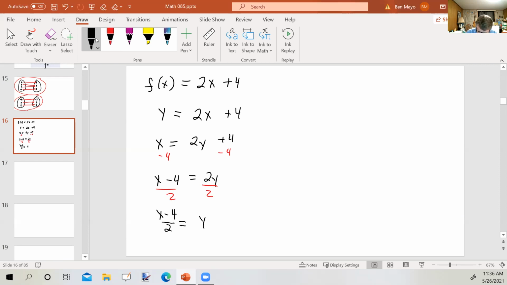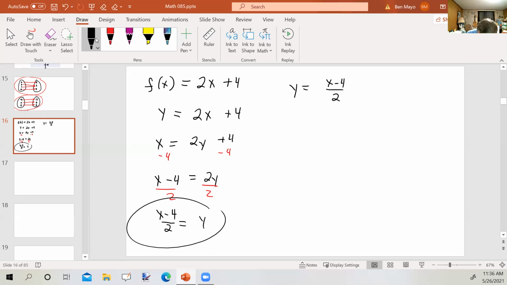I'm going to just rewrite this equation by interchanging the left and right sides of the equation: y equals x minus 4 all over 2. That's just for my own sanity, so to speak. I want to have my y on the left side of the equation. Nothing fancy there. And then step 4 is to rewrite this inverse function using inverse function notation.